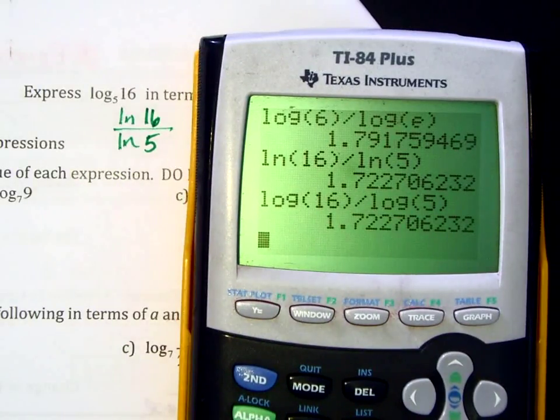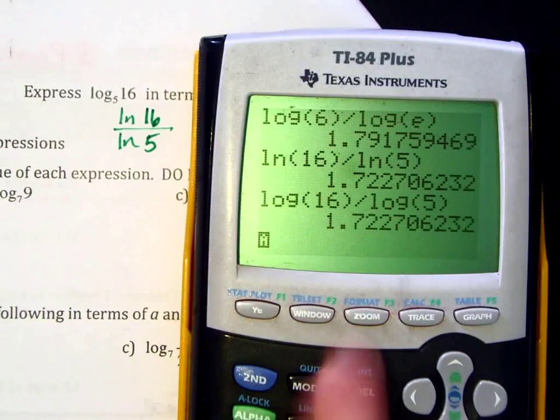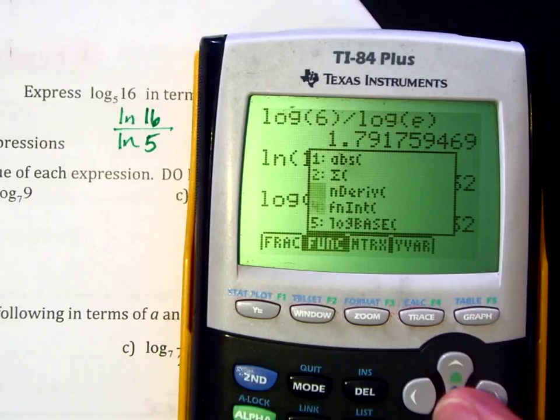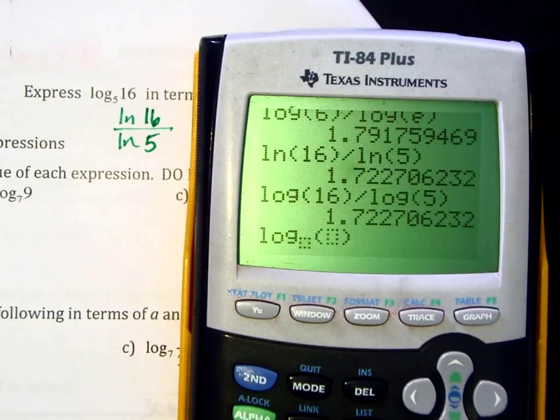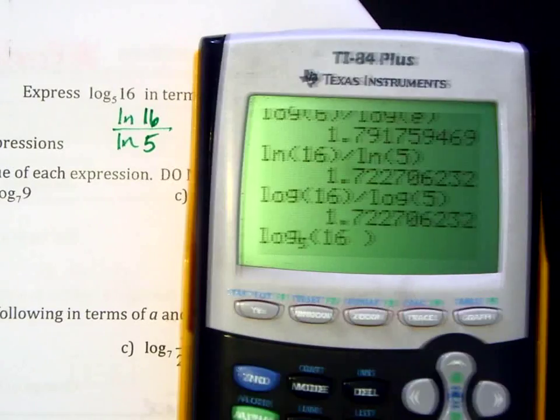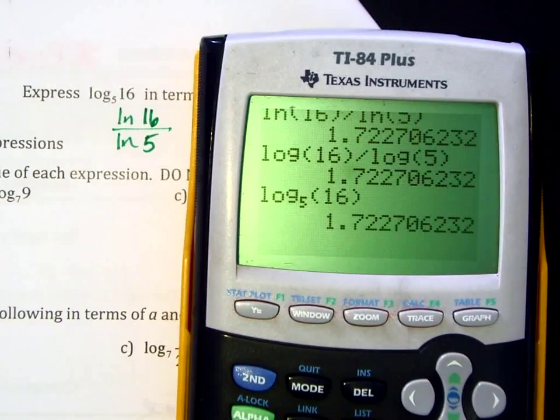Now, some of you have the newer operating system, so if you press alpha window, this number 5 here, okay, is that log base feature. If you press enter, you can see here we can actually type in 5 and type in 16 and press enter, and you can also get it that way as well.